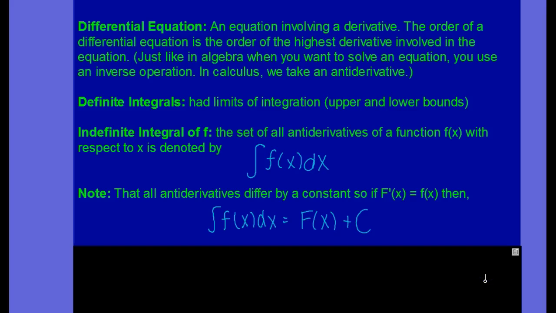We know that all antiderivatives differ by a constant, so that the derivative of capital F prime of x equals f of x, thus giving the integral of f of x equaling capital F of x plus c, where c allows this to be a family.